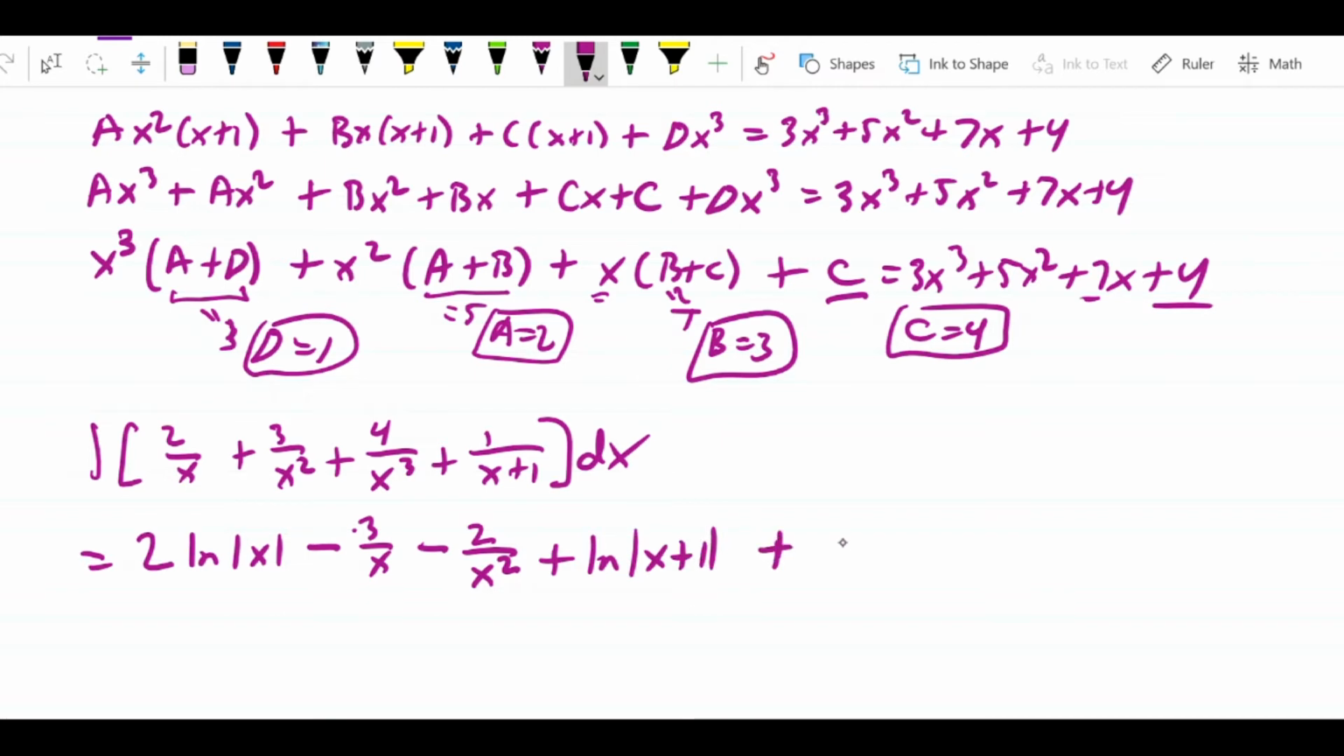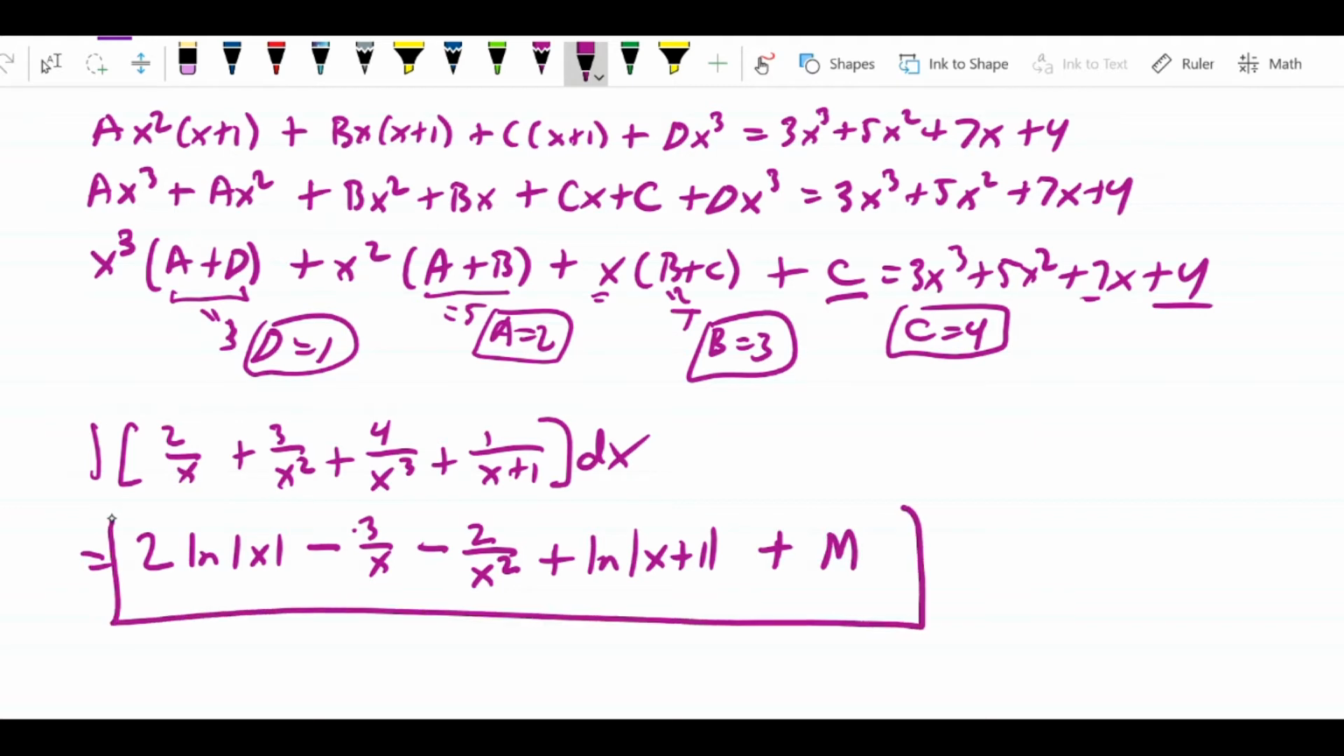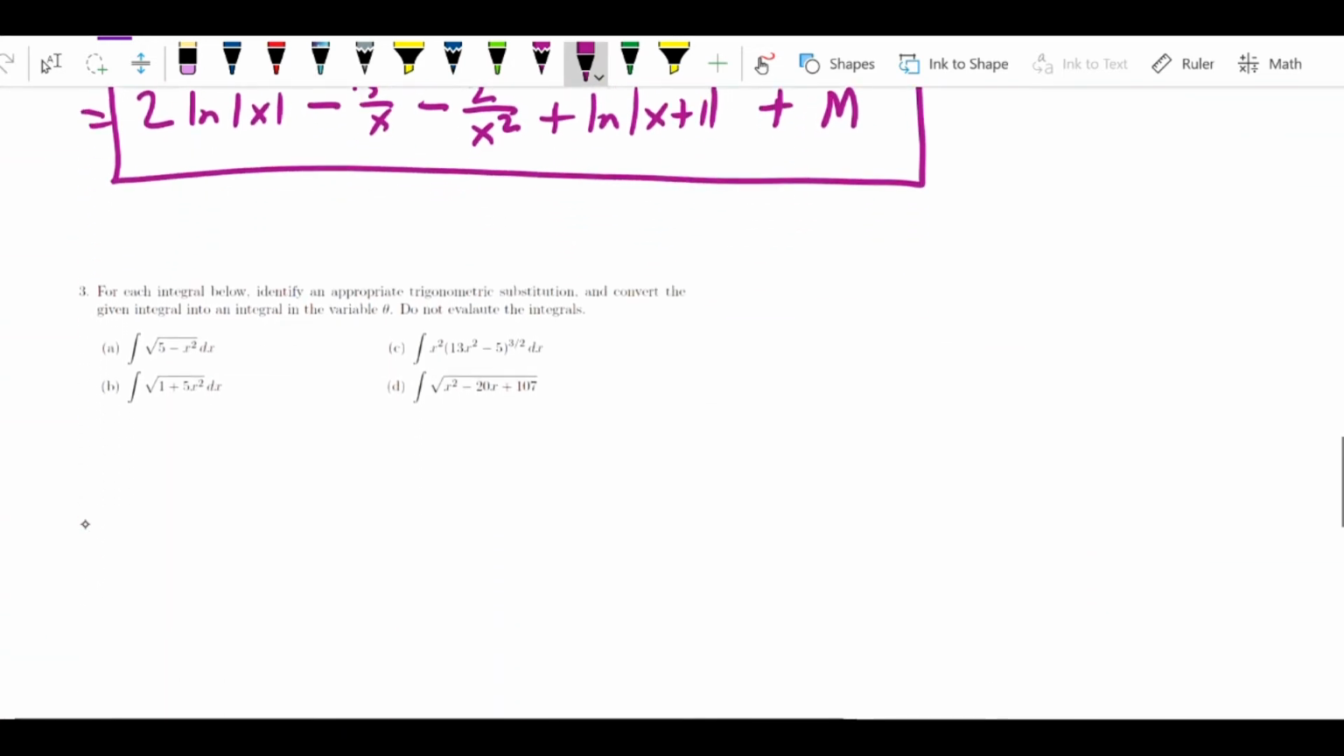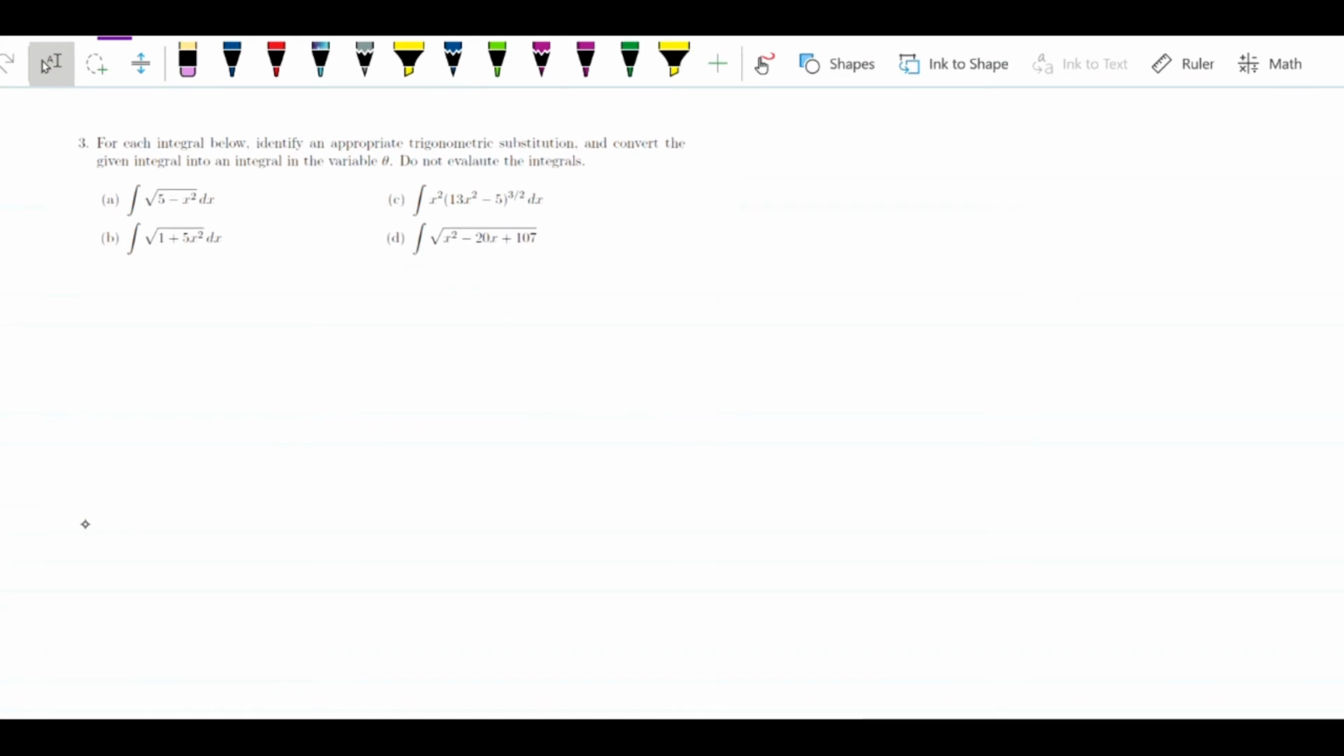And then finally, I don't want to reuse c, so let's just give the constant a different name. Let's call it m. There we go. Don't try that on my lab. My lab is expecting it to be plus c, but on paper we can certainly write it as plus m. Okay. Next question.